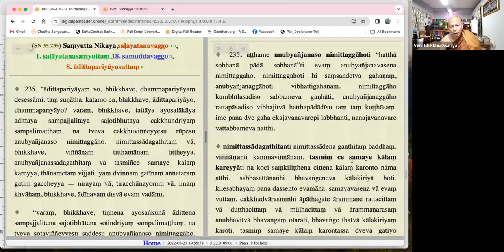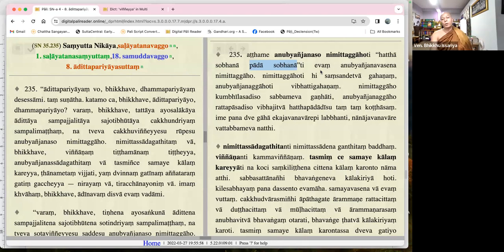Nimitta dassanaṁ, dassanasamaye. Here, anubyañjana, so nimitta gāho. Hattha sobhana, the hand is beautiful, and pāda sobhana, the foot is beautiful, in this way. Anubyañjana was saying that in detail. Nimitta gāho means taking the sign or grasping the sign. When you see, hattha sobhana, pāda sobhana, that means analyzing the visible form.